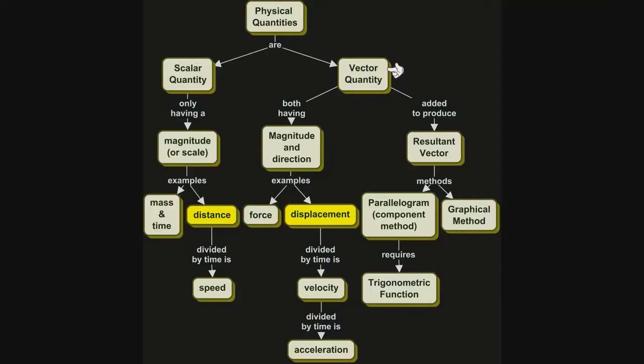This time we are going to look into the concept of vector quantity. So what's the difference between a vector quantity and a scalar quantity? The only difference is that a vector quantity has both a magnitude or scale and, at the same time, a direction. An example of a vector quantity is force. So why do you think force has a direction? We will look at that in the next slide.